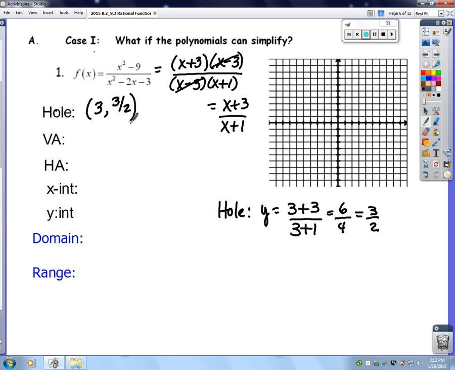So let's graph that first. Let's graph everything we find. Let's graph it as soon as we find it. Alright, so we're going to have 3, 1.5. So there's literally a hole. So draw an open circle to represent that hole.